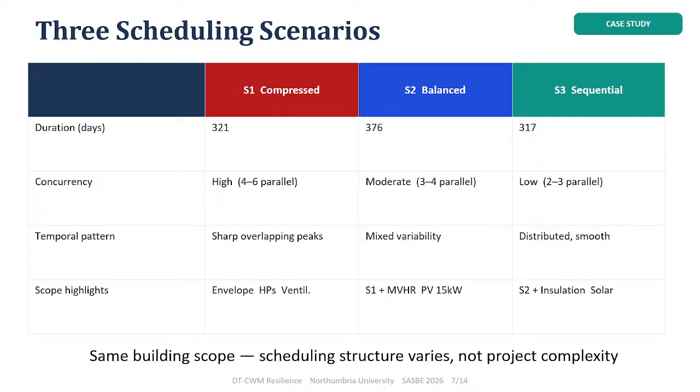We also used different scheduling strategies across the scenarios. In the first scenario, we performed between 4 to 6 activities in parallel, reaching the third scenario, where we performed 2 to 3 activities in parallel. And for the duration of each activity, we can see here the first was 321 until we reach the shortest one in the third scenario, where the total duration of the project was 317.